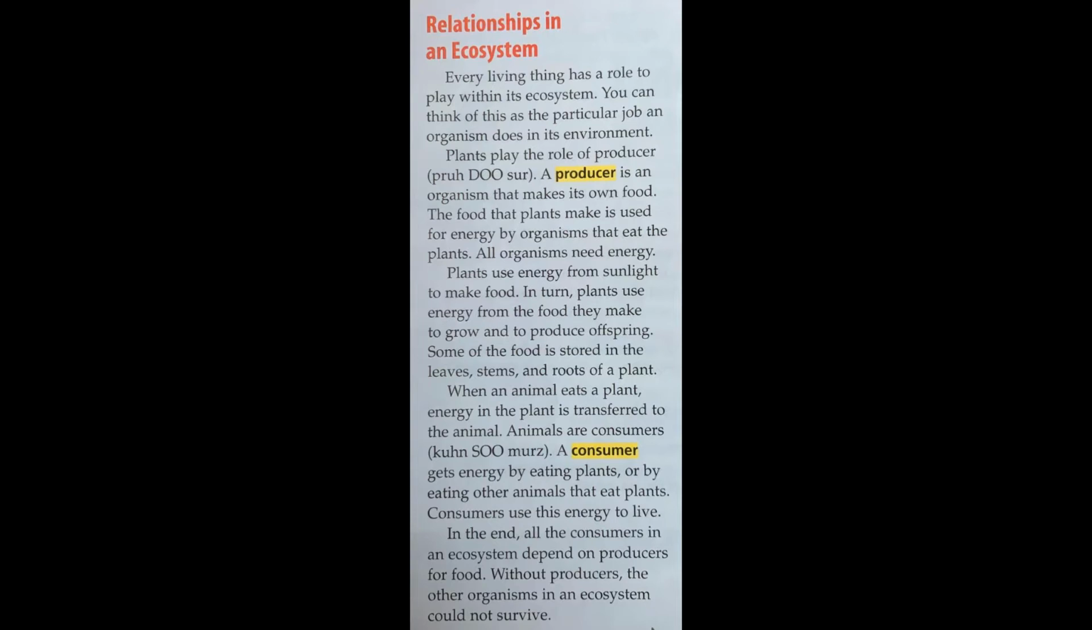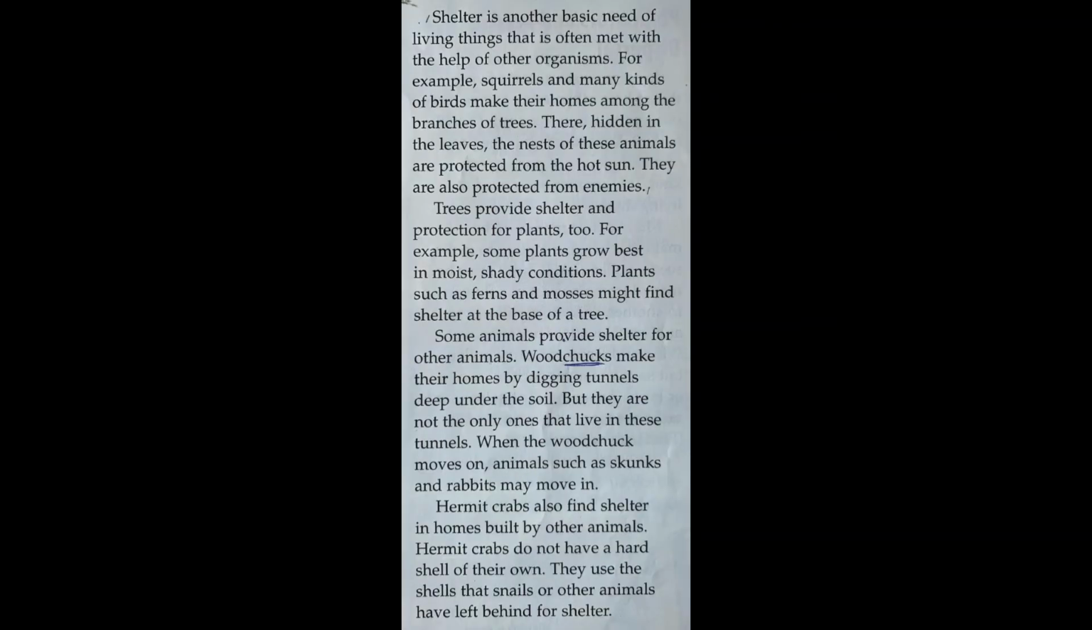Animals are consumers. A consumer gets energy by eating plants or by eating other animals that eat plants. Consumers use this energy to live. In the end, all the consumers in an ecosystem depend on producers for food. Without producers, the other organisms in an ecosystem could not survive.